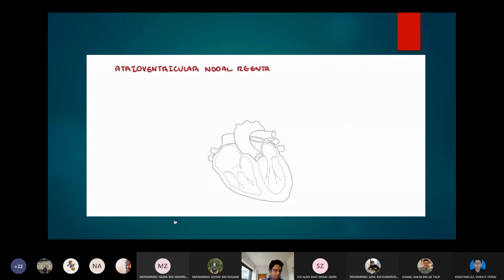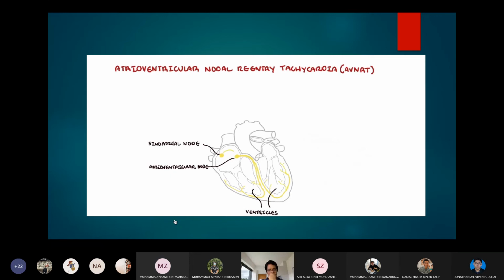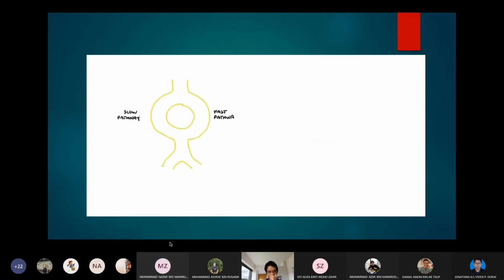AVNRT is the classic supraventricular tachycardia and is a result of abnormal, unsynchronized electrical transmission from the atrioventricular node to the ventricles. The sinoatrial node is a dominant pacemaker cell in the heart which sends impulses to the atrium, causing atrial contraction. From there, the impulse arrives at the AV node. The AV node conducts the impulse slower before entering the bundle of His, bundle branches, and Purkinje fibers, where the impulse travels rapidly, resulting in AVNRT, the atrioventricular nodal reentry tachycardia.